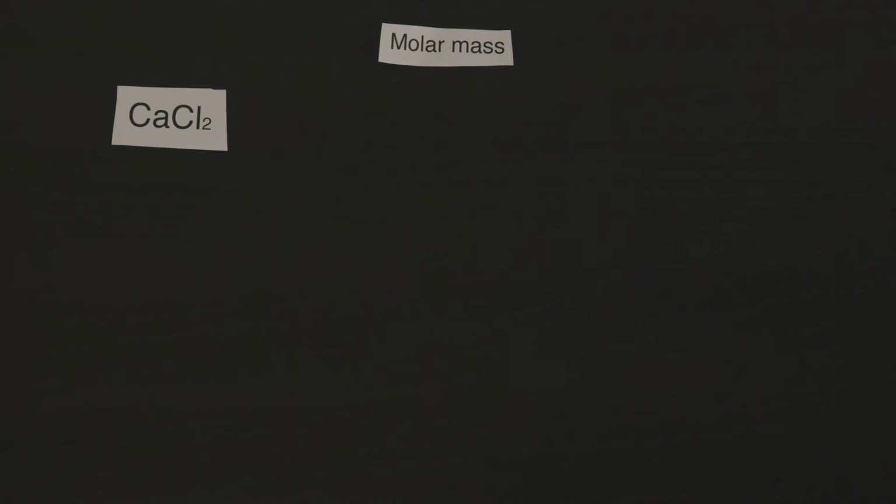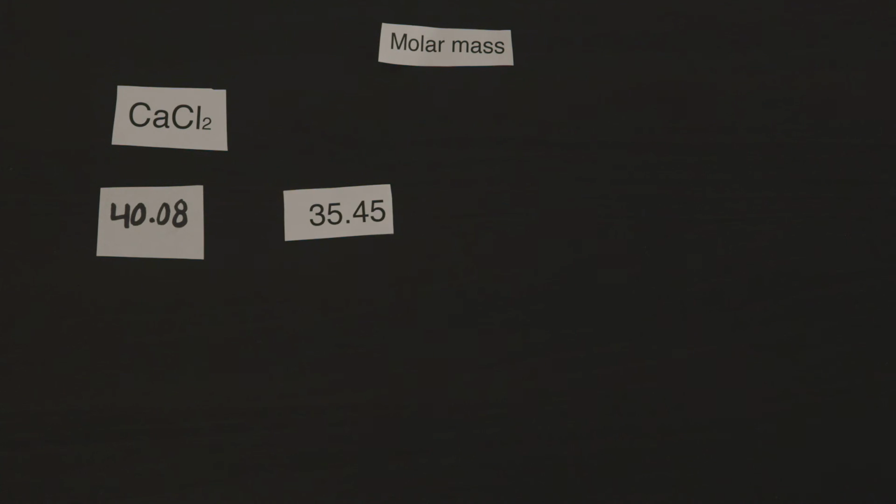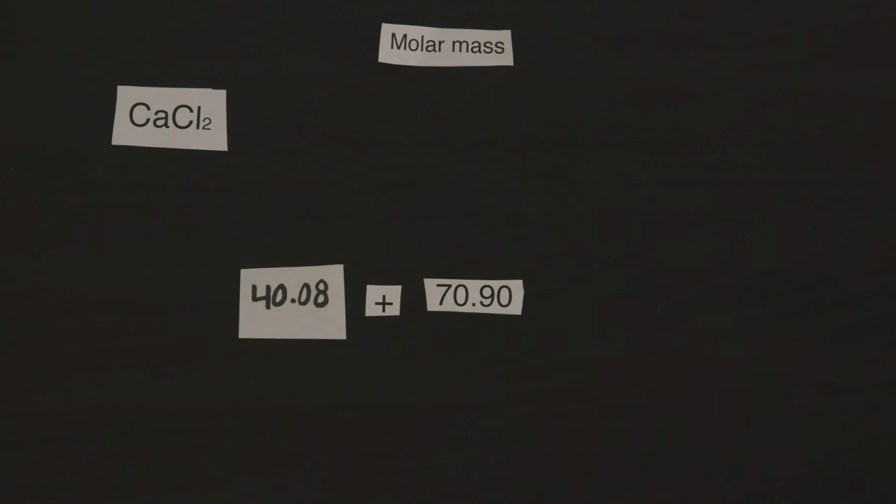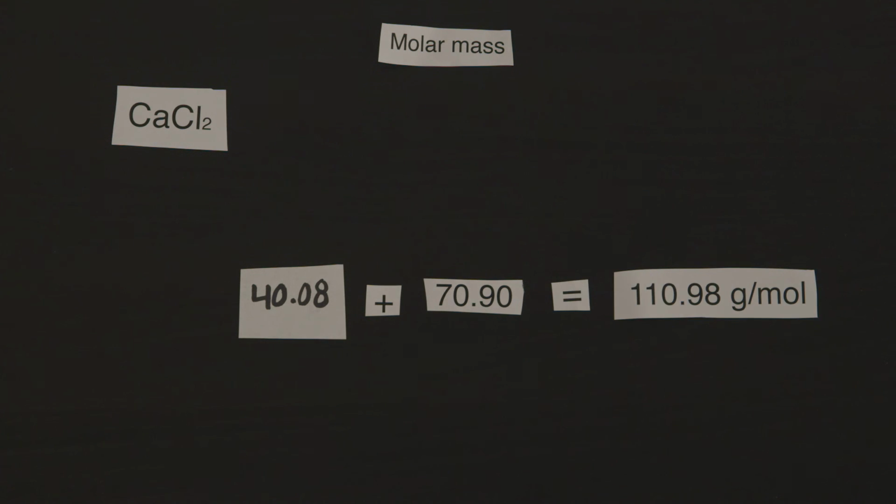Well, first we need to know the atomic mass of both. So the atomic mass of calcium is 40.08, and there's only one of them, so you would just leave it. Then the atomic mass of chlorine is 35.45, and there are 2 of them, so you would multiply that by 2, which equals 70.90. So now you add the 40.08 and the 70.90 together, and congratulations, you found the molar mass of CaCl2.